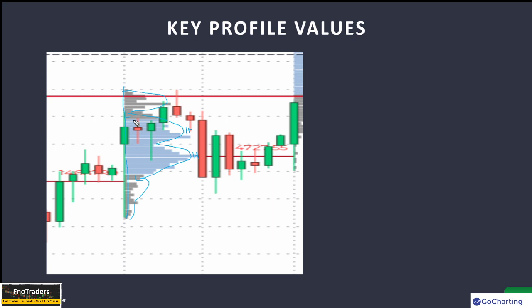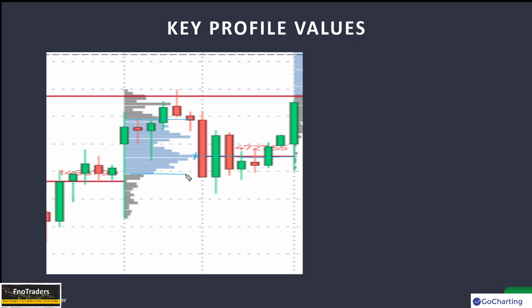Then we come to the important references in the profile, and this is a session profile, by the way. We have three main areas to look for. We have the VPOC, which is plotted as a red line here. That indicates the most traded volume for the day or the session or that period. And then we have the value area high, and then we have the value area low.